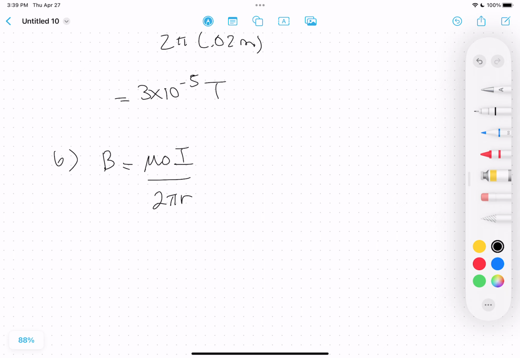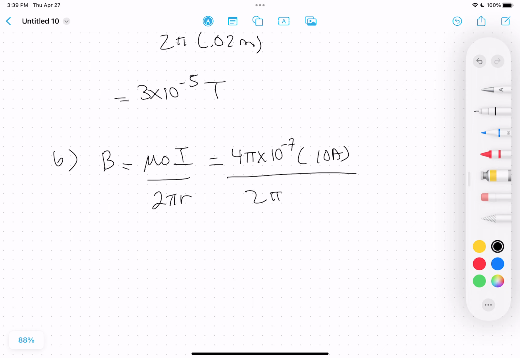And then we can calculate here the magnetic field. We have 4 pi times 10 to the negative 7 times 10 amps, right? And then divided by 2 pi times the radius, which is 0.03 meters.